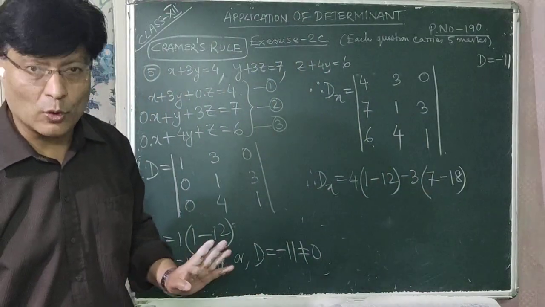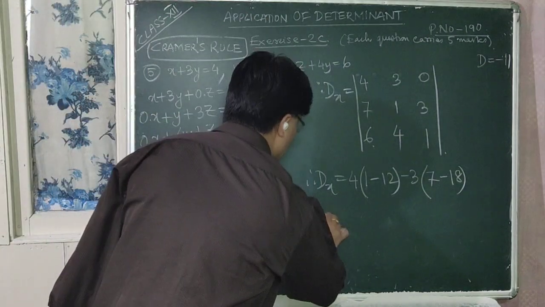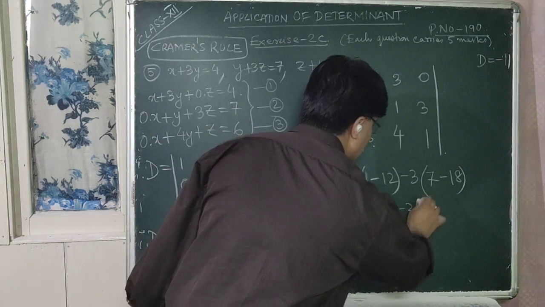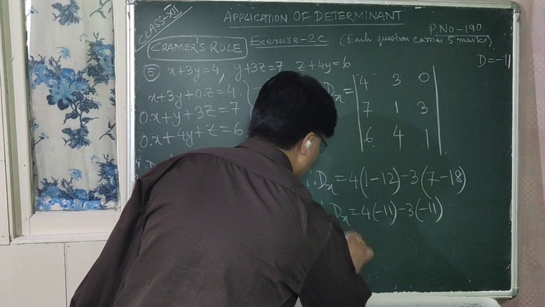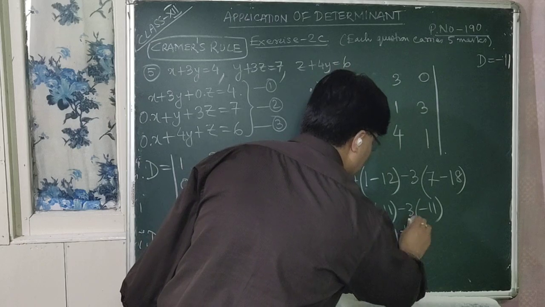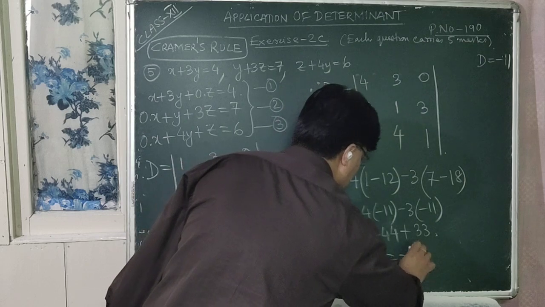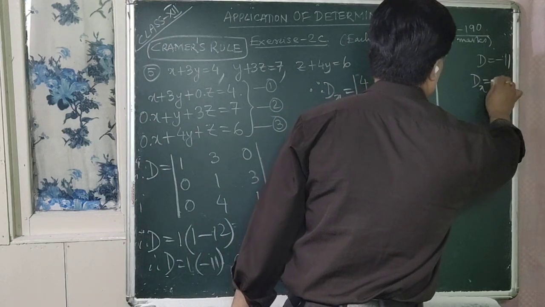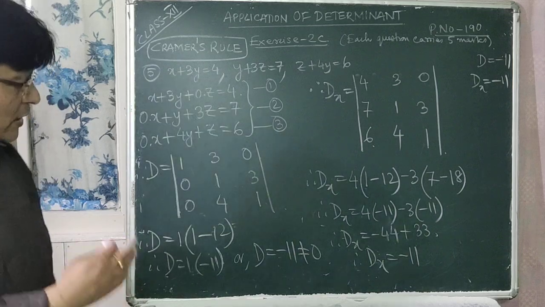Will you write plus 0? No, because 0 into any number is always 0. You don't have to write it. Okay? So therefore dx is equal to 4 into minus 11 minus 3 into minus 11, because 7 minus 18 is minus 11, right? So therefore dx is equal to minus 44, and minus into minus is plus, 11 3s are 33. So what is the value for dx now? dx is minus 11. Got it? So we have got the value for dx.